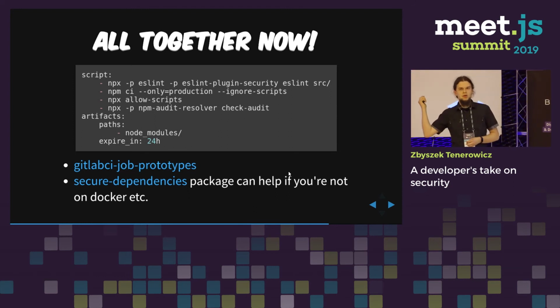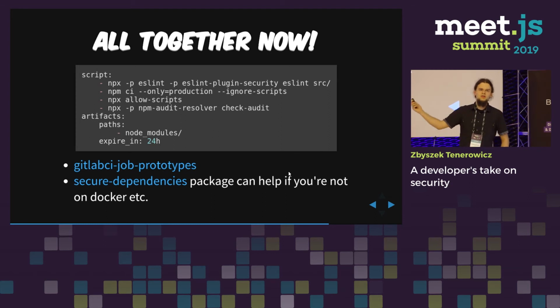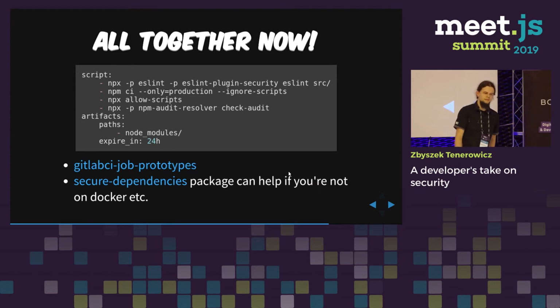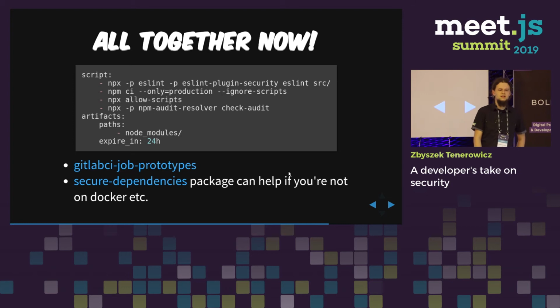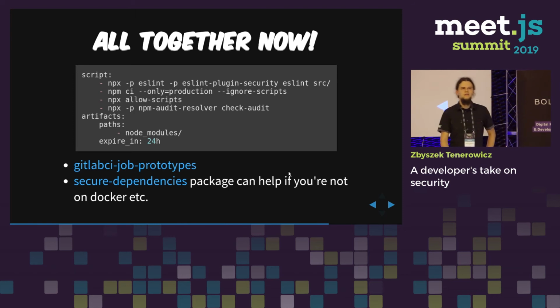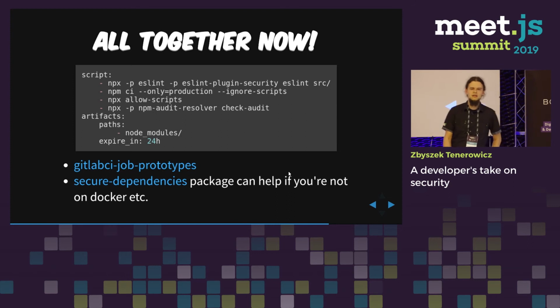And I have this project, GitLab CI job prototypes, where a version of this job is available to inherit from and configure a bit, and it just runs. And there's a secure-dependencies package, which is useful when you don't have a CI with Docker and stuff. So you can build a tar file of your dependencies ready to roll.